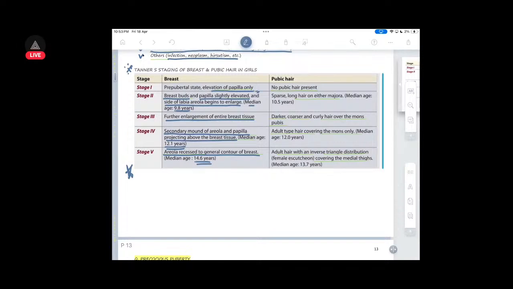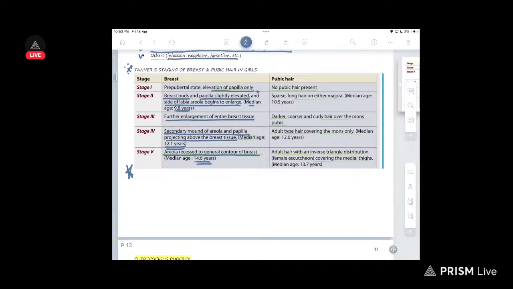Then breast buds and papilla will be slightly elevated, and the areola will begin to enlarge around 10 years. Further enlargement of the entire breast tissue will occur. Then there is a secondary mound of areola and papilla projecting above the breast tissue, occurring around 12 years. Finally, the areola recedes to the general contour of the breast around 15 years.